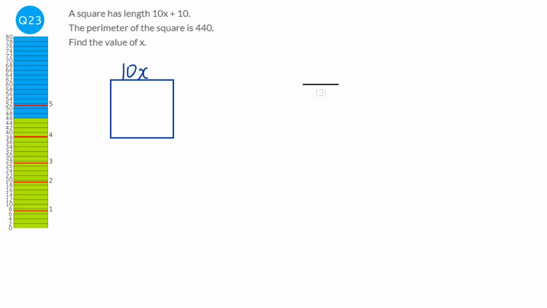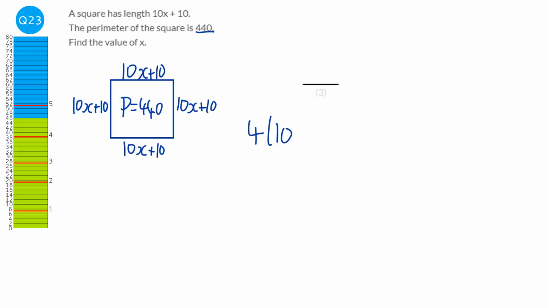First thing I'm going to do is just draw the square out, and we know the length of it is 10x plus 10, but it is a square, so that's the same all the way around it. But we're also told that the perimeter is 440, so the perimeter is 440. So what we can do is work out the perimeter in algebra by multiplying 10x plus 10 by 4, or just adding up the 4 lengths that we've got. So we're going to do 4 times 10x plus 10.